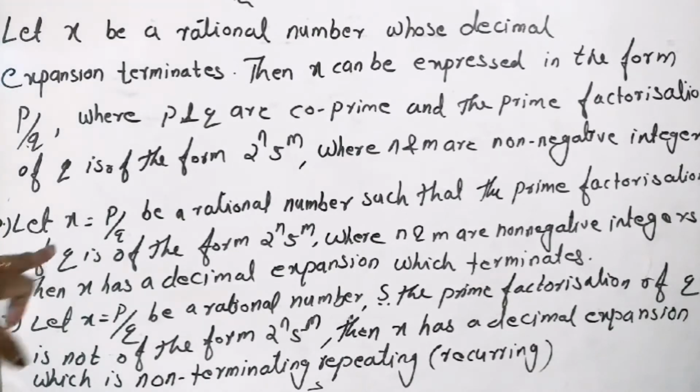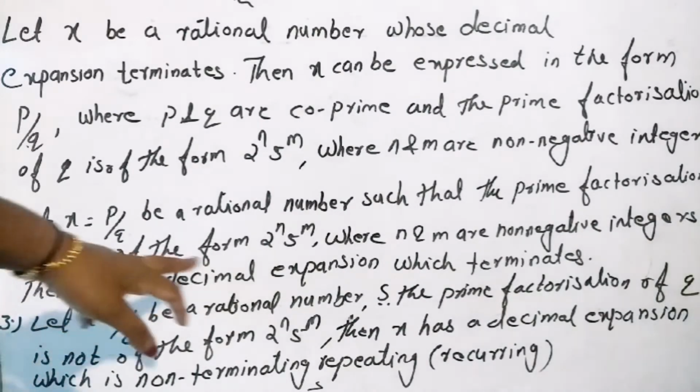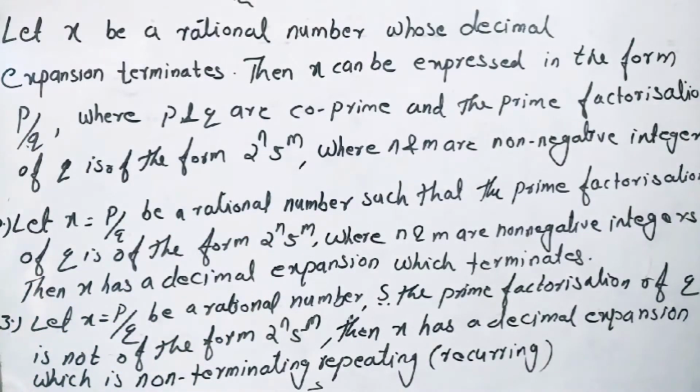Now, the second theorem says: let X equal to p by q be a rational number such that the prime factorization of q is of the form 2 raised to n into 5 raised to m, where n and m are non-negative integers. Then X has a decimal expansion which terminates.